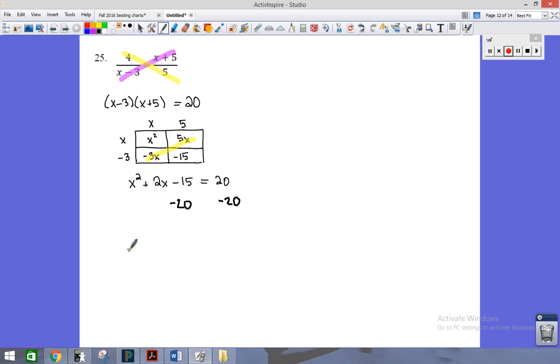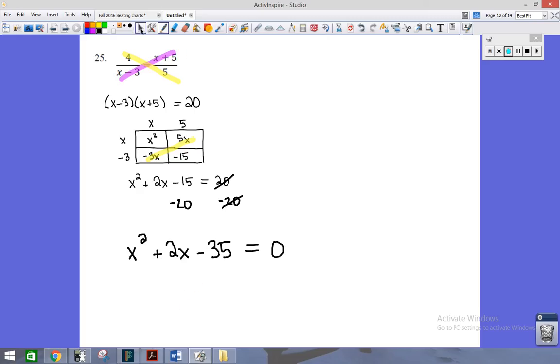So on the left-hand side, I get a new expression. X squared plus 2x, they don't change. But negative 15 minus 20 is a negative 35. And 20 minus 20, they cancel. And I get that 0 that I was talking about.